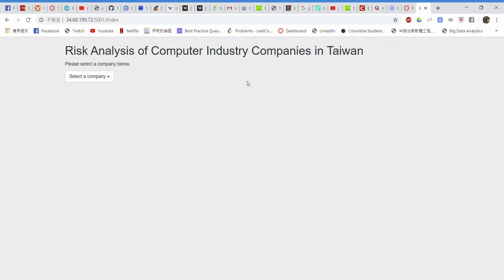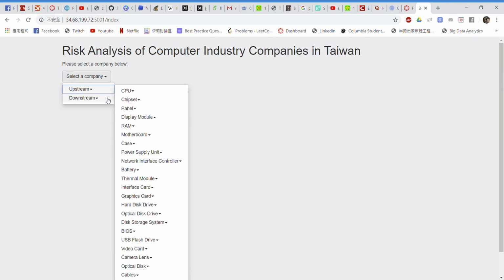So I will do the demo of our user interface. I think the IP has changed because I ran out of my GCP coupon, so I'm not sure if this IP will remain on if anyone wants to try this. So this is the interface. You can choose a company, and there are a total of 352 companies in the computer industry in Taiwan.